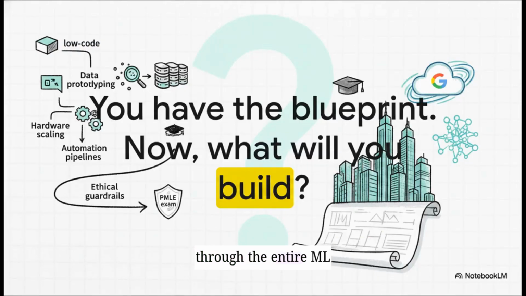So we've traveled through the entire ML lifecycle together today. You've seen the low-code shortcuts, the rigorous data prototyping, the heavy-duty hardware scaling, the automation pipelines, and those absolutely crucial responsible AI guardrails. You have the blueprint. So the only question left is, what will you build?